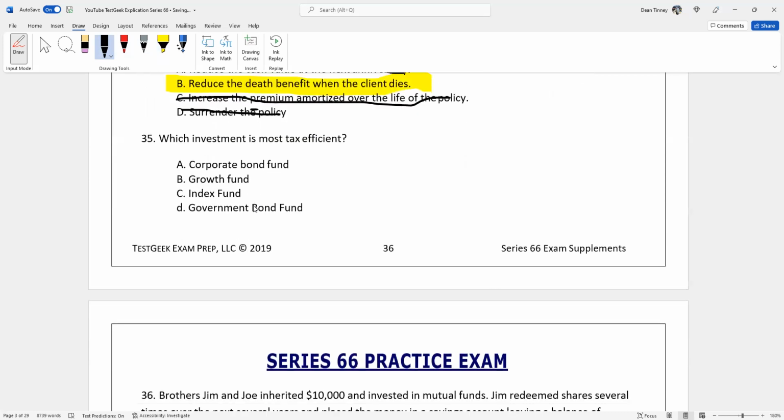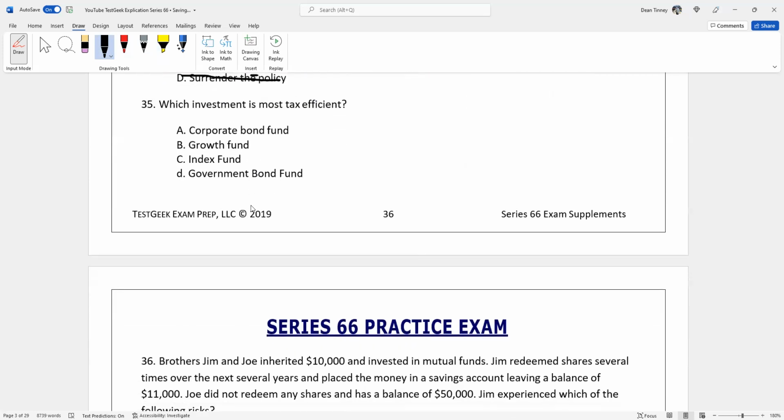Which investment is more tax efficient? Well, here we go. Brian just basically nailed the question I told you to be aware of. Boom. The index fund, because the index fund is not actively managed.